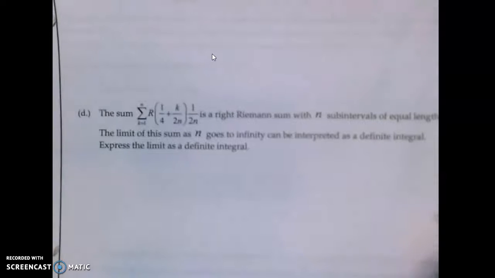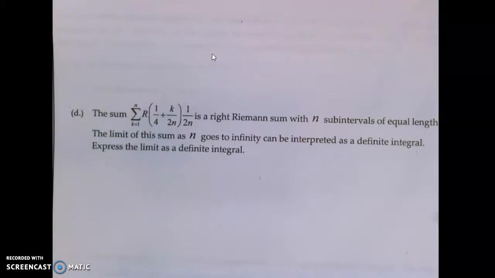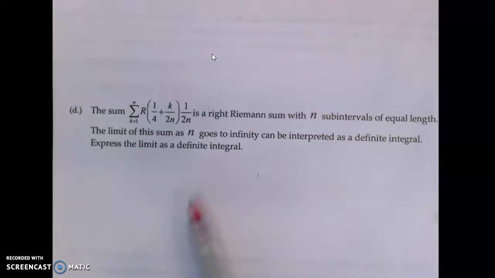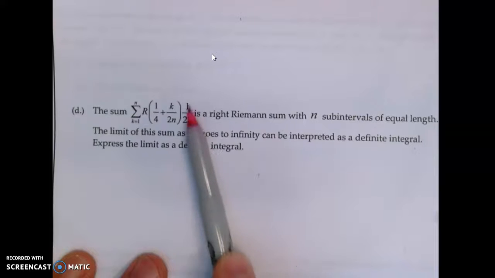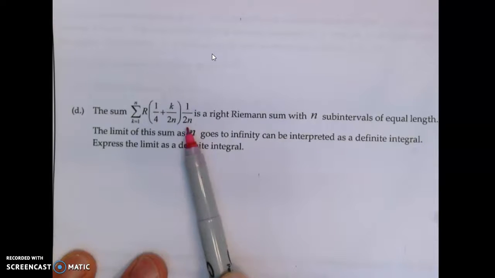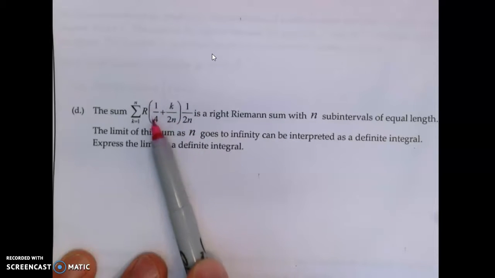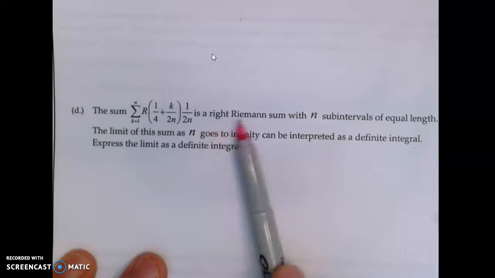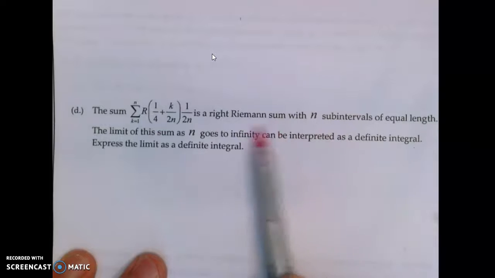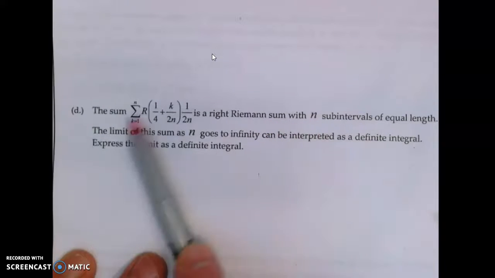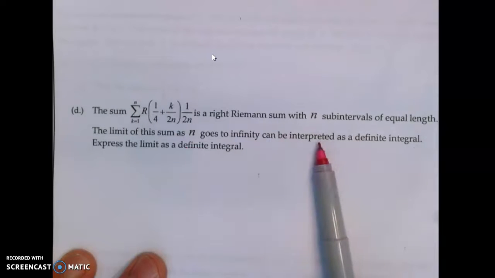All right, part D. Okay, gives us this summation. This is talking about adding up a bunch of rectangles. That's this Riemann sum. That's what this is saying. And these rectangles have a width of 1/2n. All right, and this is k steps, and this is the starting value, and this is a right-hand Riemann sum with n subintervals. If we got more and more subintervals, this would become a better and better estimate of an area under a curve, or the definite integral.